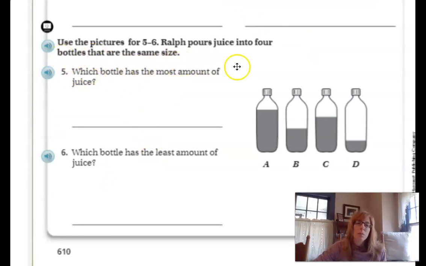And then use the pictures for 5 and 6. Ralph pours juice into 4 bottles that are the same size. Which bottle has the most amount? Hopefully you came up with bottle A. Which bottle has the least? That would be D. All right.